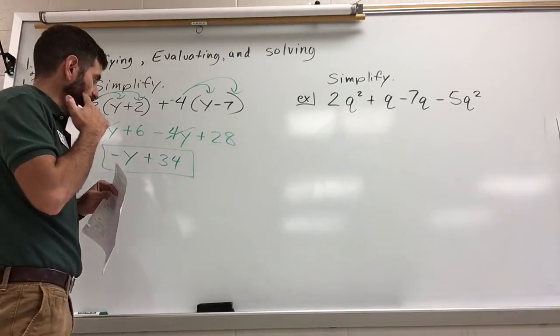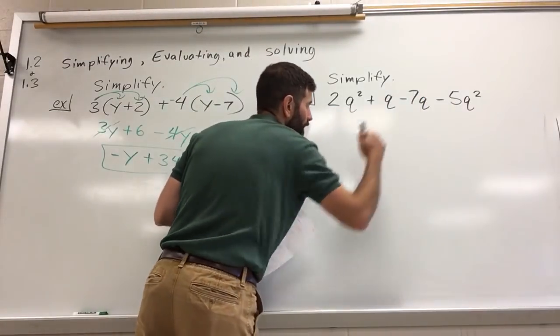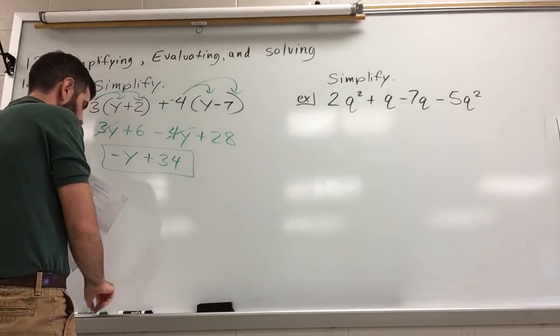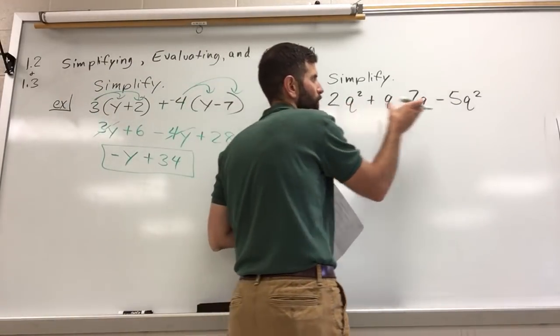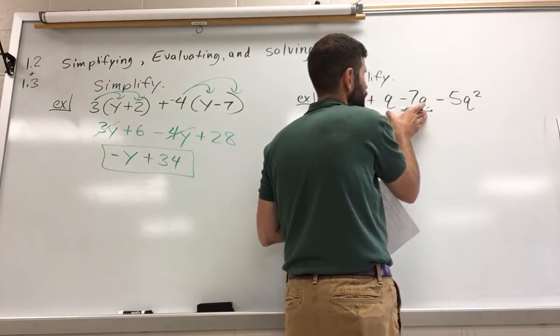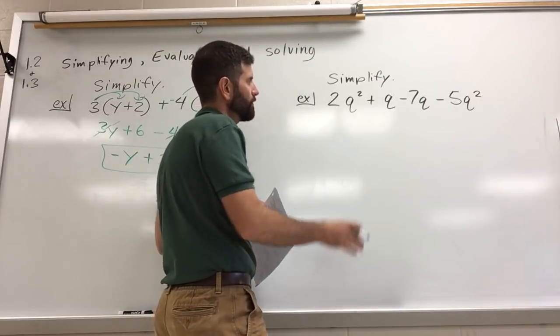This is a quadratic. This one ended up being linear. This is a quadratic from the beginning. We've got a degree of 2. But notice we've got some like terms, don't we? We've got q squareds that are like terms. We've got q's that are like terms. So let's start off by simplifying those.